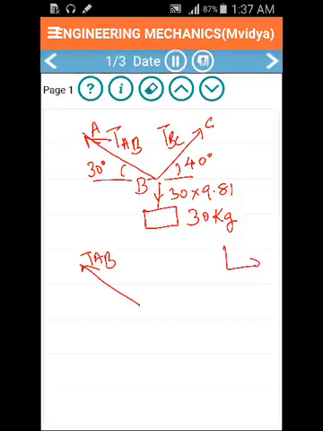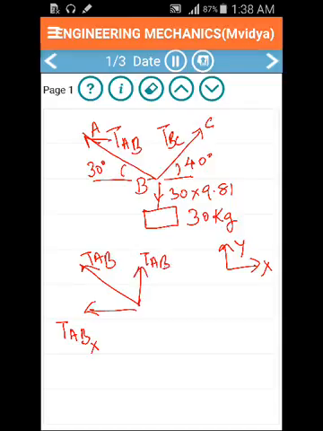We can resolve TAB in the vertical and horizontal directions. This is the X component of TAB and this is the Y component. Now the X component, if this is 30 degrees, since this is the adjacent side, the angle 30 degrees has two sides. One is this, TAB. This is the adjacent one. The adjacent one will always be cos. So this will be TAB X is TAB cos 30.